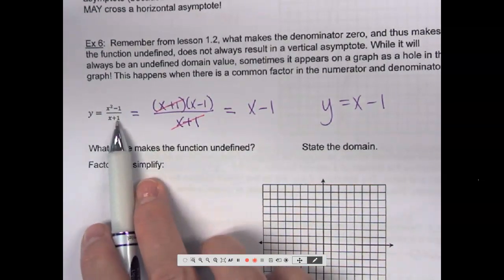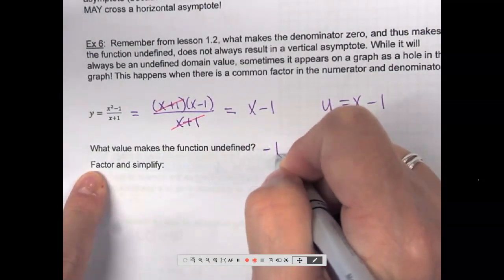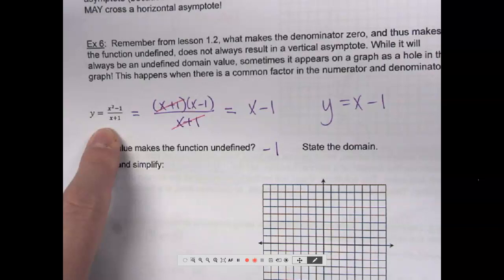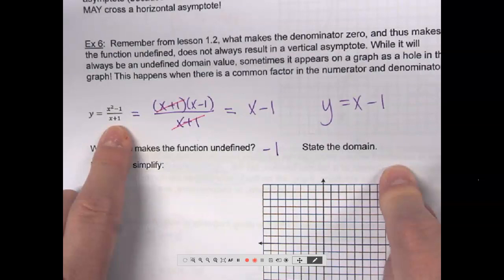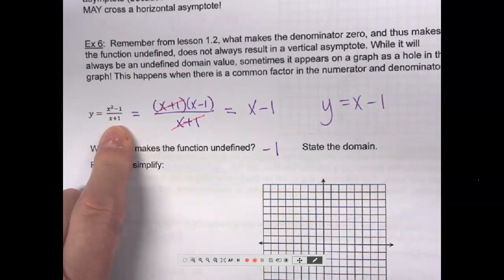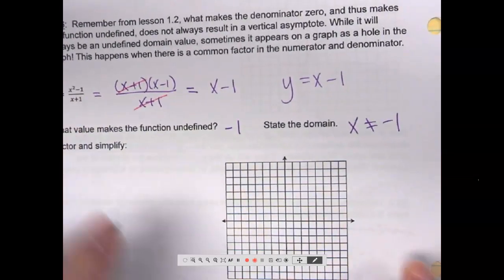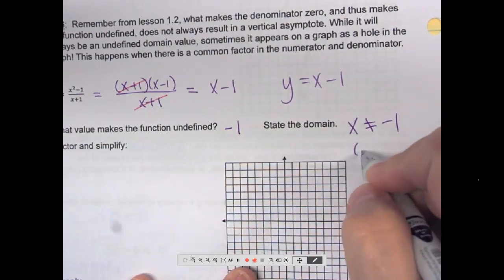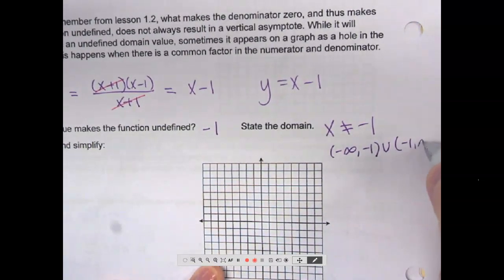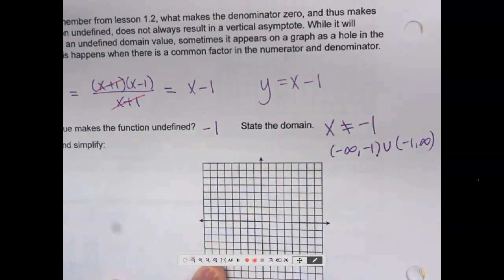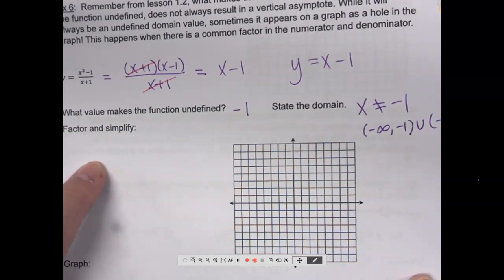But look at your denominator. What value makes the function undefined? -1 creates a 0 in the denominator. So what is our domain here? All real numbers except -1. The easiest way to say that is x can't be -1. But a fancier way to say that would be x can be -infinity to -1 union -1 to infinity. That means everything except we're going to jump over -1. So we already factored and simplified, so we've taken care of that.